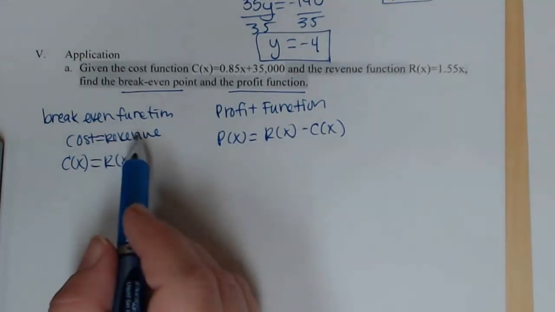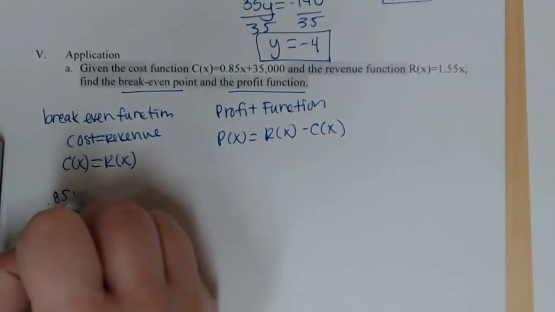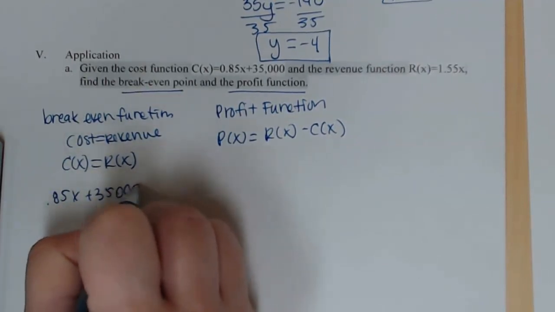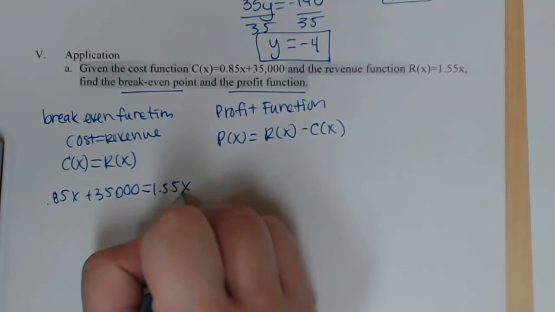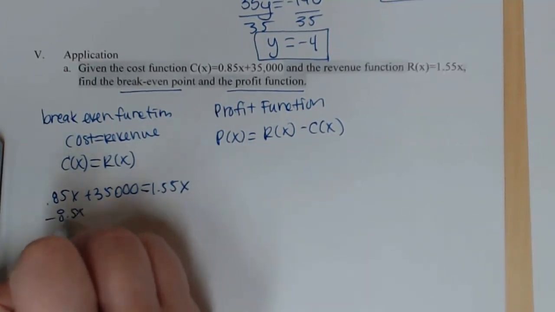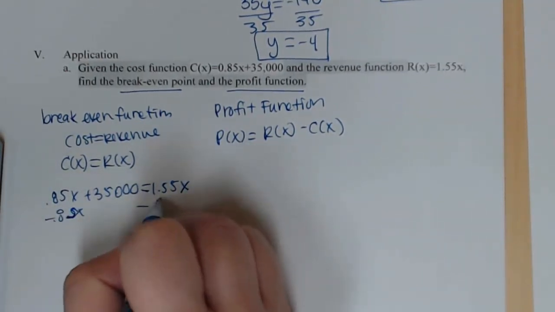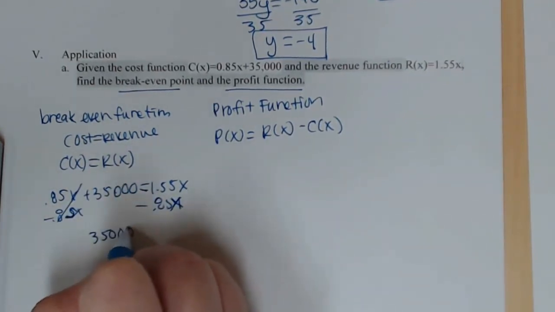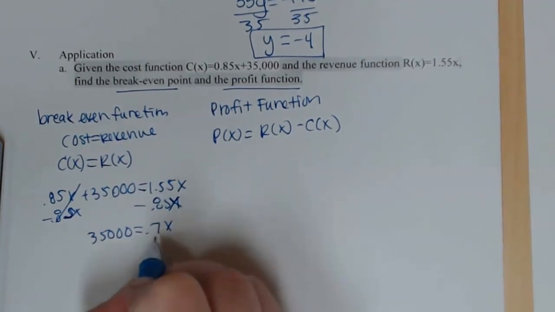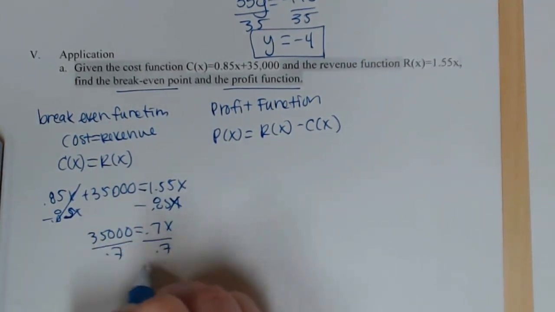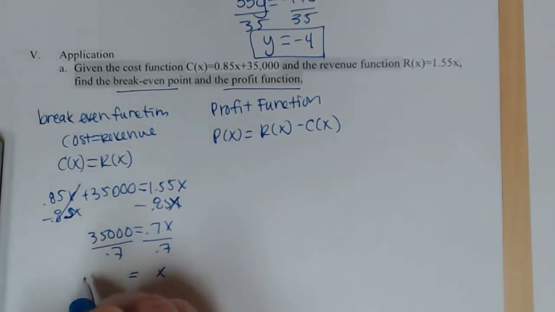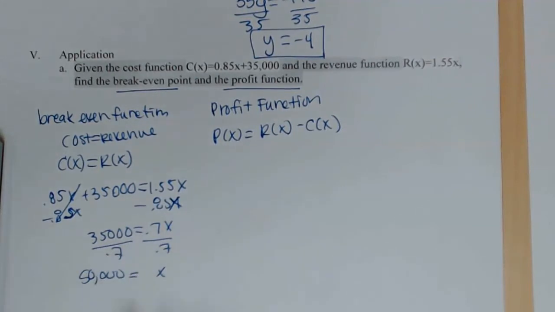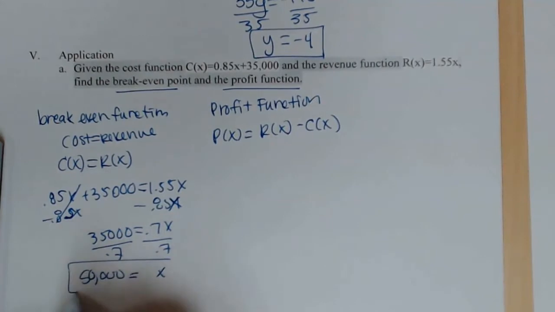So first I'm going to find that break-even point. I'm going to take my cost function and set it equal to my revenue function. I'm going to solve it out from here. So I'm going to subtract that 0.85x. It gives me 35,000 equal to 0.7x, and then divide. So this gives me a value of 50,000. So after I sell 50,000 units, I'm going to break even and no longer be losing money.